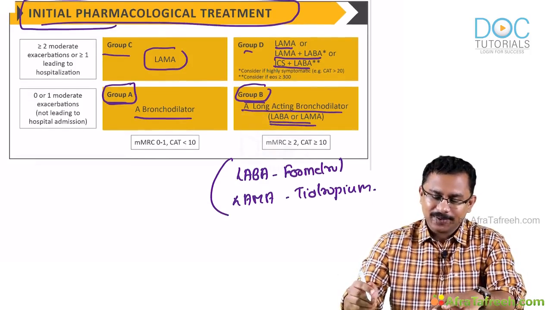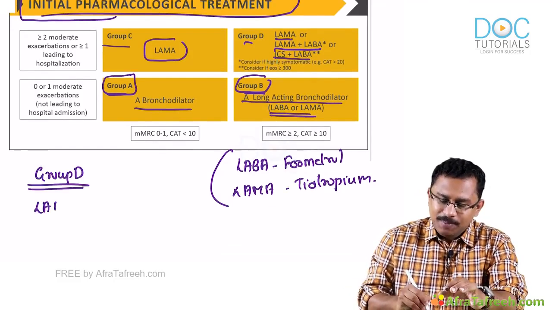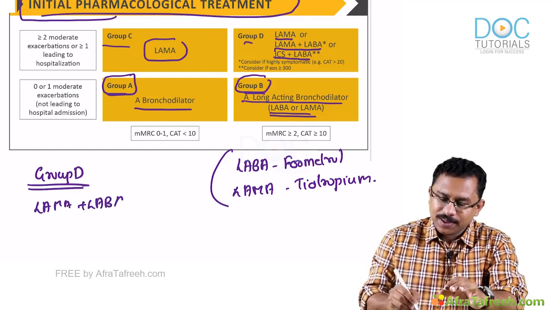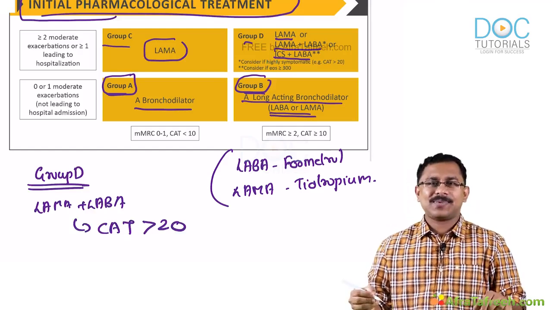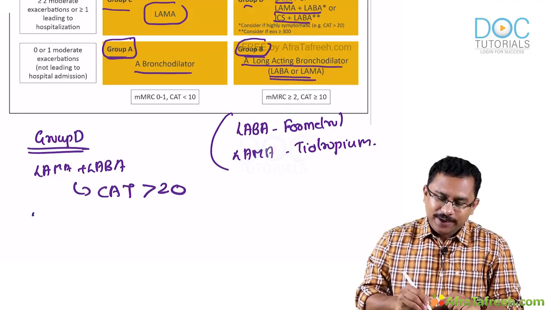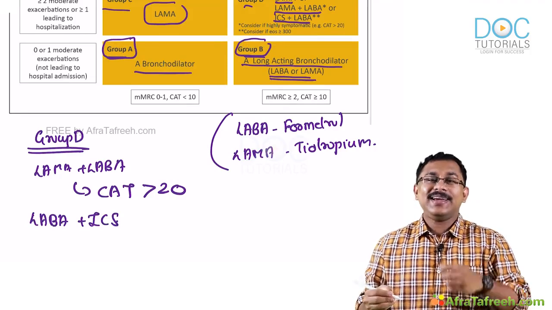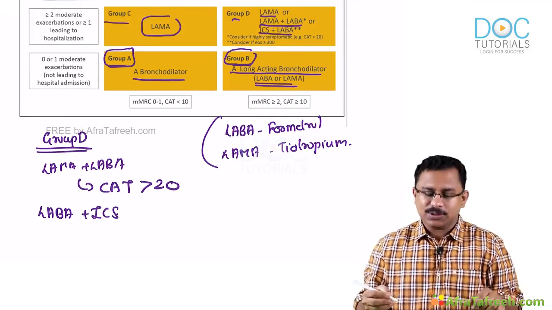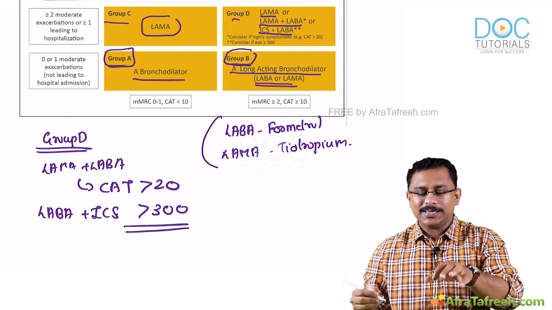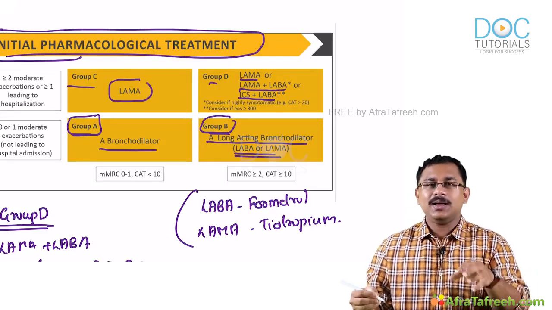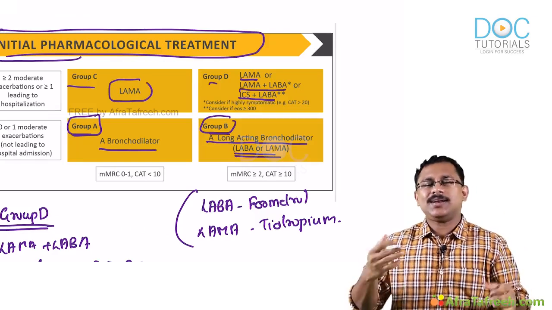Now, remember that in Group D, you will go for the LAMA plus LABA combination when the patient usually has a CAT score more than 20. Okay? And similarly, you will go for a LABA plus ICS combination if the blood eosinophil count is more than 300. So there, the decision whether the patient is on LAMA alone, I am talking of group D, LAMA alone or LAMA plus LABA or LABA plus ICS depends on certain other parameters.